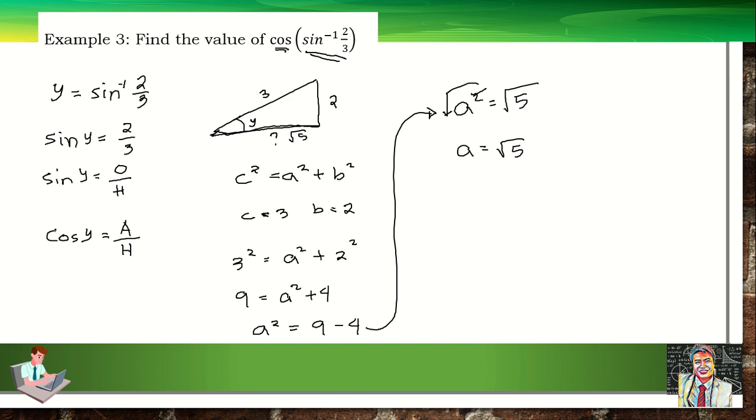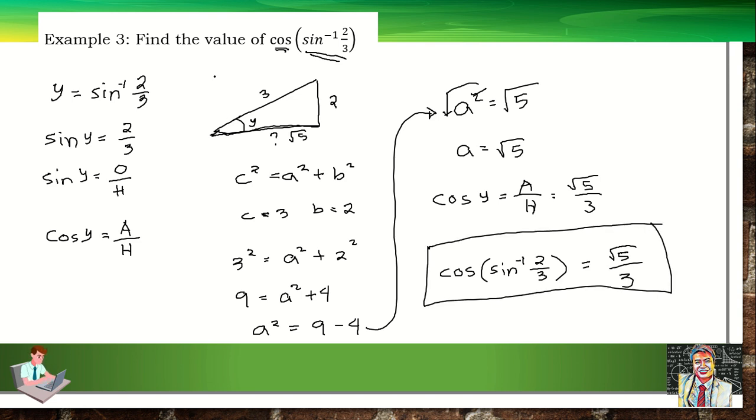Tama? Wherein cosine y is adjacent over the hypotenuse. Therefore, this is adjacent, which is the square root of 5, over the hypotenuse, which is 3. Therefore, cosine of inverse sine 2 over 3 is the square root of 5 over 3.